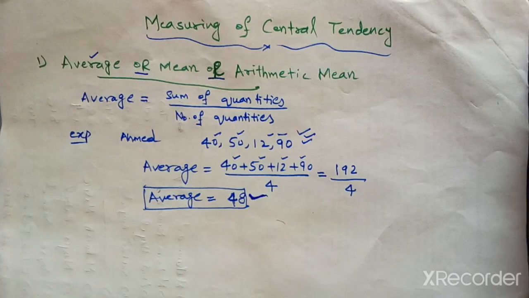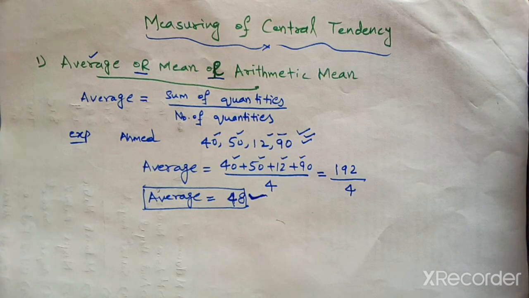In this way we can calculate the average for any quantities. For example, if we are asked to calculate the average of the marks obtained by Aslam in 5 subjects, we will simply sum up the marks obtained in 5 subjects, and then divide by 5. We will get the average marks obtained.